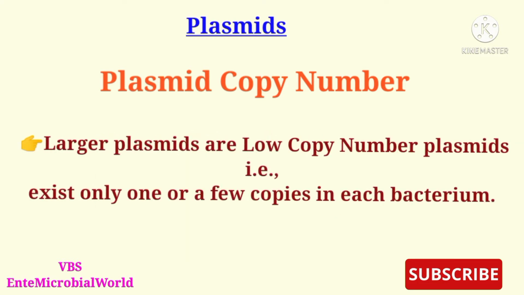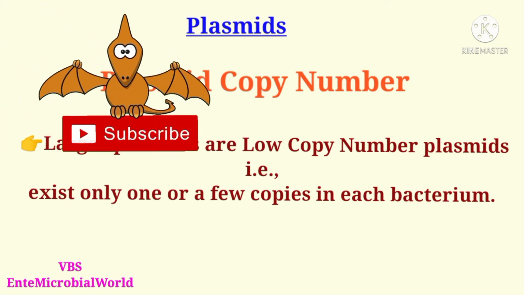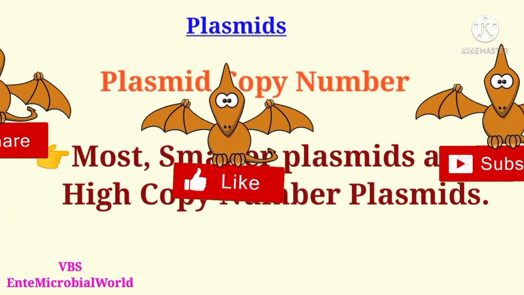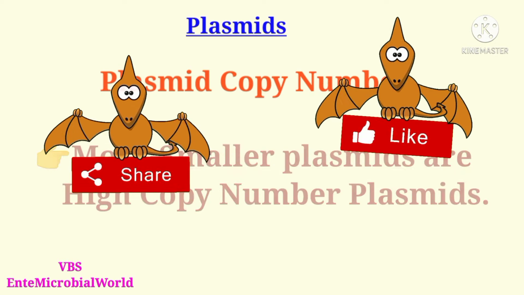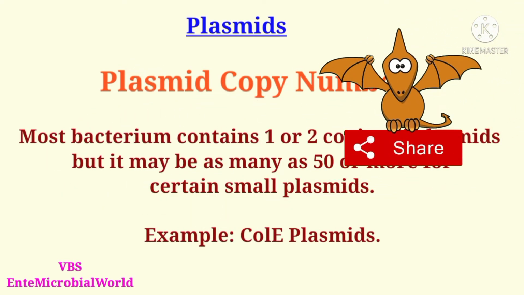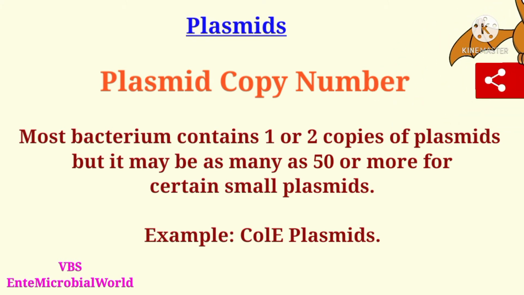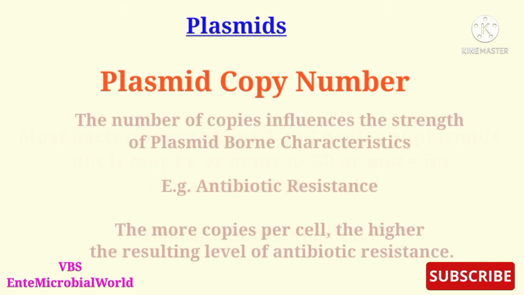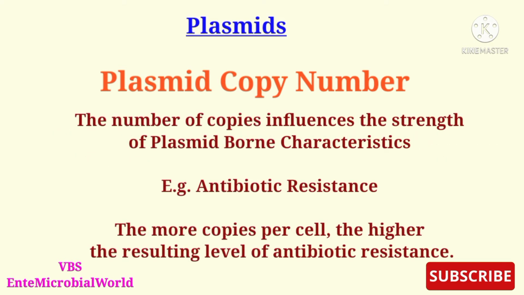Larger plasmids are low copy number plasmids, that is, they exist in only one or a few copies in each bacterium. Most smaller plasmids are high copy number plasmids. Most bacteria contain one or two copies of plasmids, but it may be as many as 50 or more for certain small plasmids. The number of copies influences the strength of plasmid-borne characteristics.